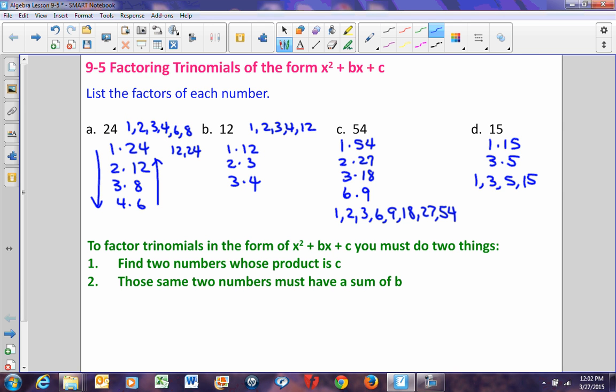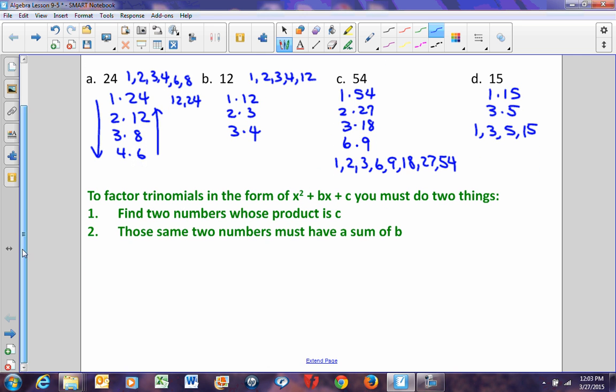So why did I have you remember how to do factors? Because when you have a trinomial like x squared plus 7x plus 9, you have to be able to find the factors of things. Factoring is the reverse of multiplying. It's dividing something. To factor a trinomial in the form x squared plus bx plus c, you must do two things. You have to find two numbers whose product is c, hence the factors, and the same two numbers must have a sum of b.